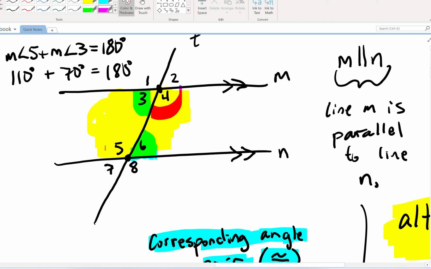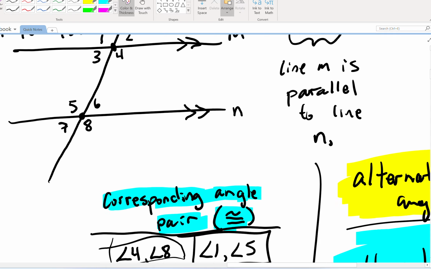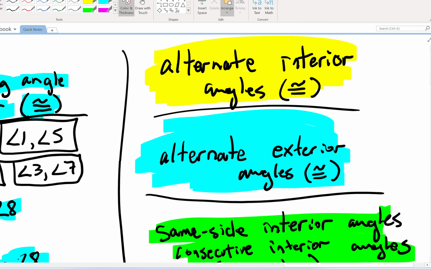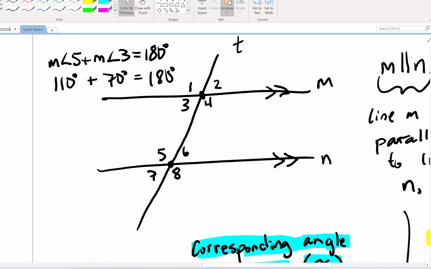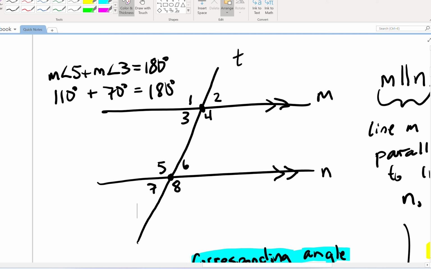4 es correspondiente con 5. Entonces, esos pares son congruentes. Otros son alternate exterior angles. Alternate exterior angles son los que están en el exterior de las dos líneas paralelas. Y alternos, otra vez, son uno en un lado y el otro en el otro lado.